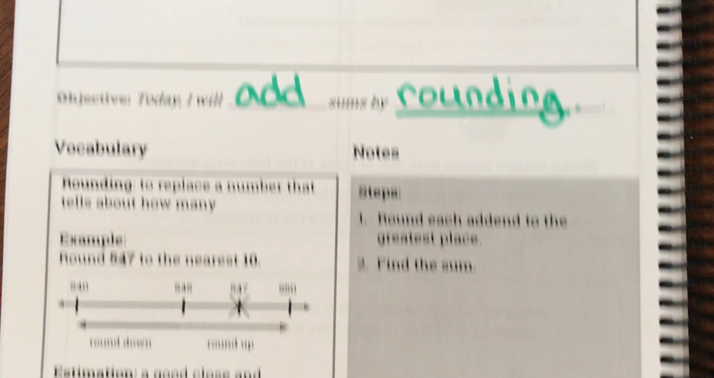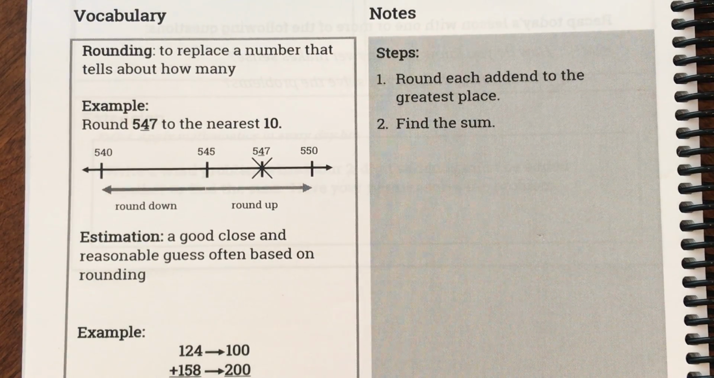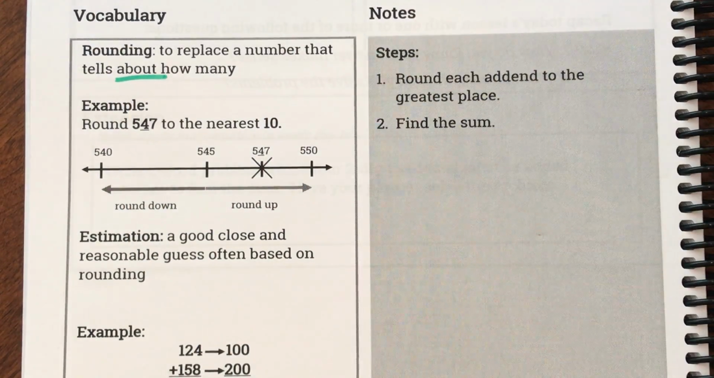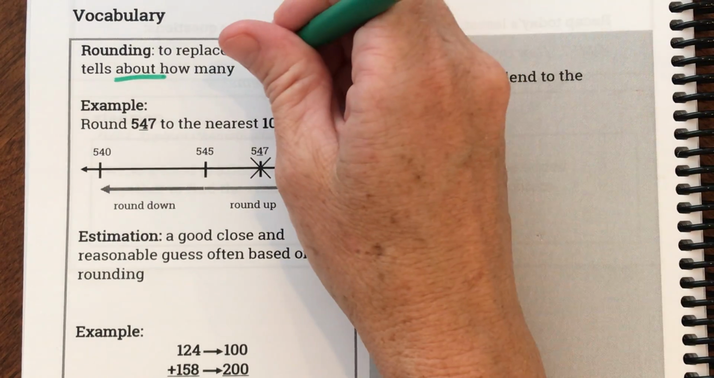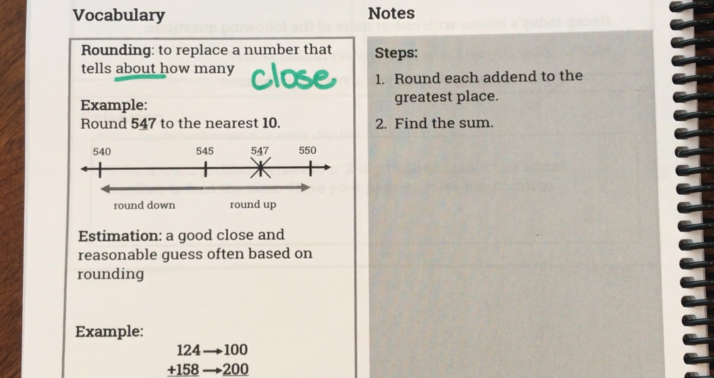Okay, let's look at our vocabulary. Our first word reminds us what rounding is. It says to replace a number that tells about how many. So that's it. When you round, you have an about number, a number that's close to it. Okay, so I might even write the word close. When I round, I get a close to number.